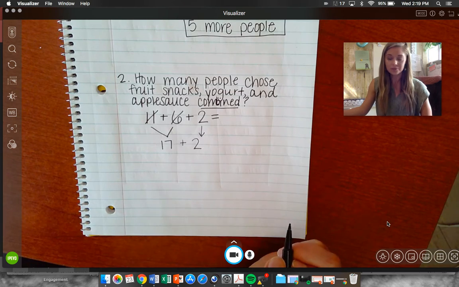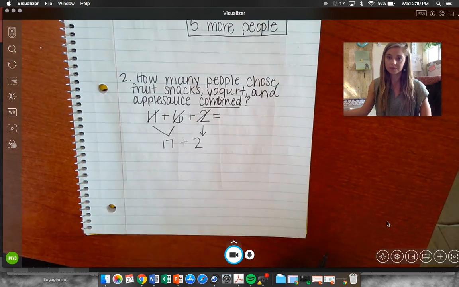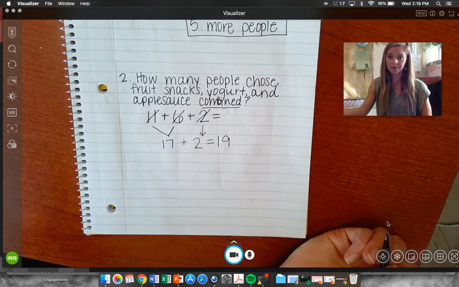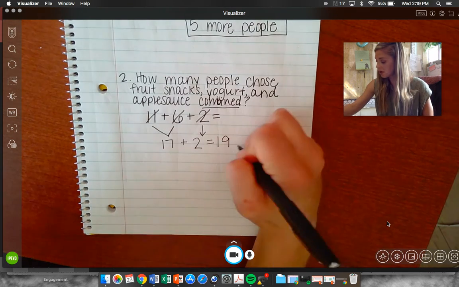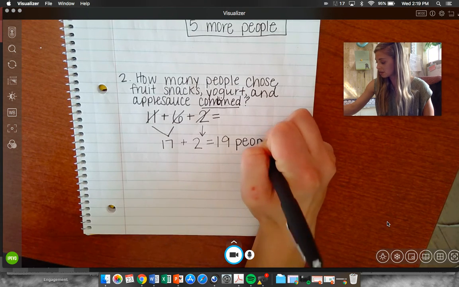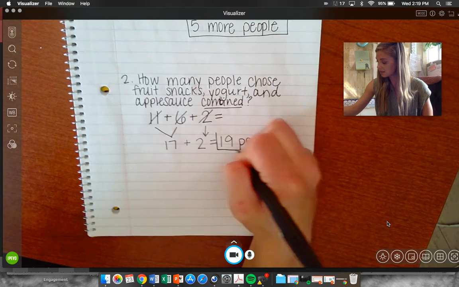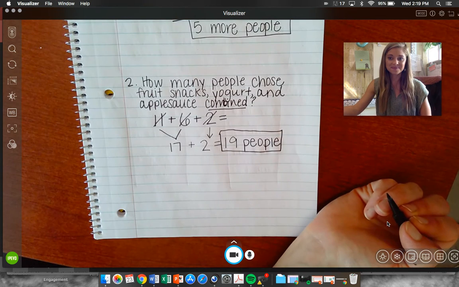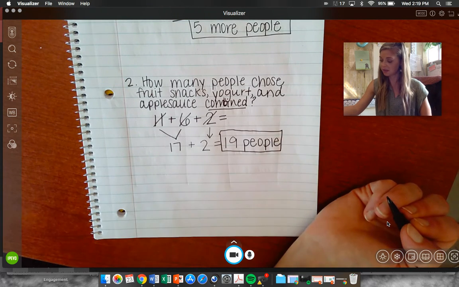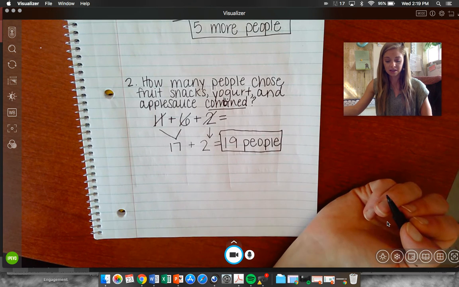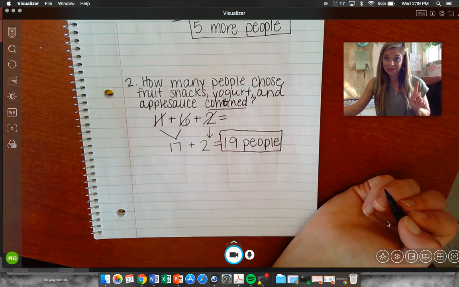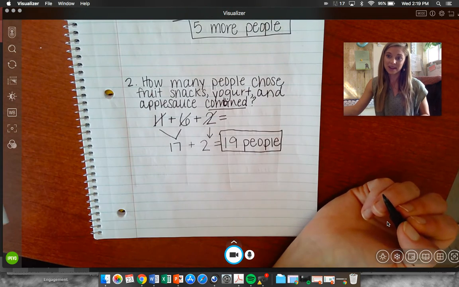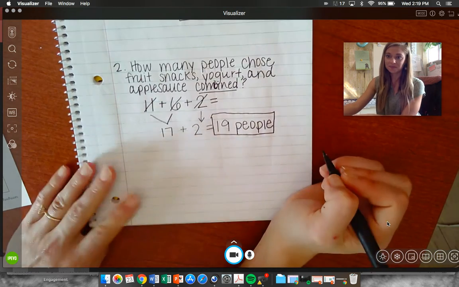17 plus 2. What does that equal? I got 19. So 19 people chose those 3 snacks, fruit snacks, yogurt, and applesauce combined. Okay. Perfect. Let's do one more story problem with this frequency table, and then I'm going to let you do your seesaw activity on your own.